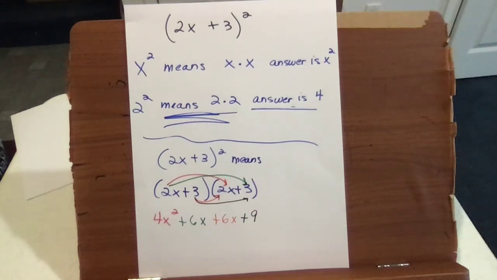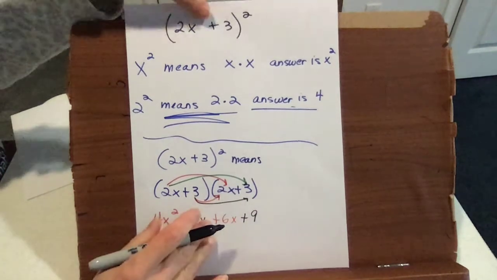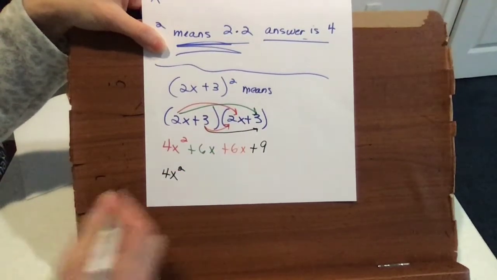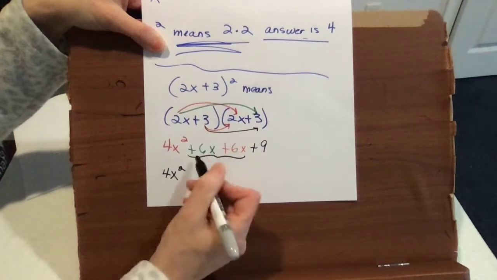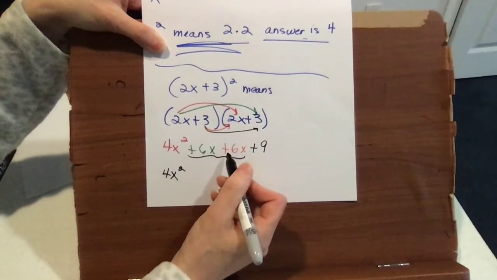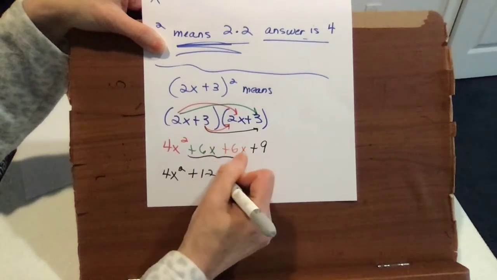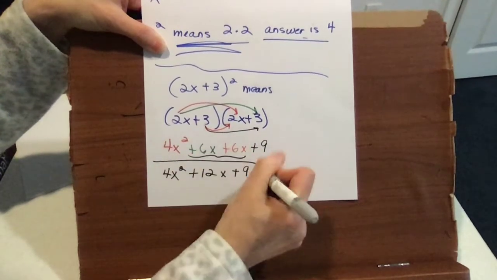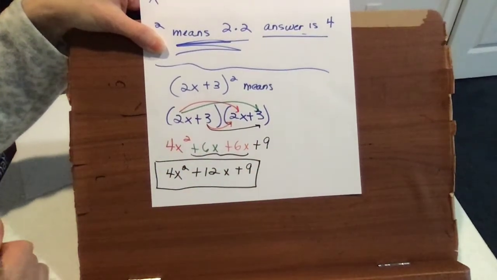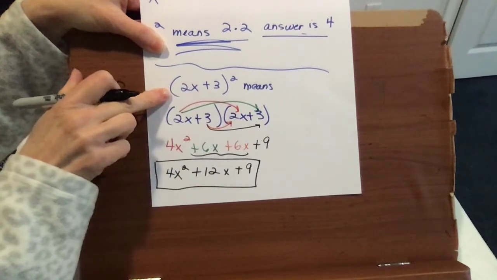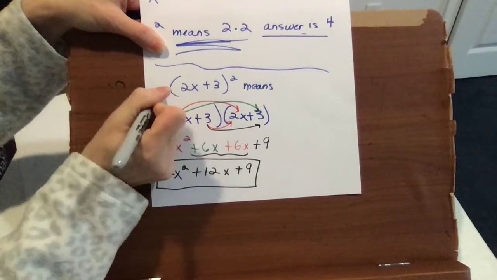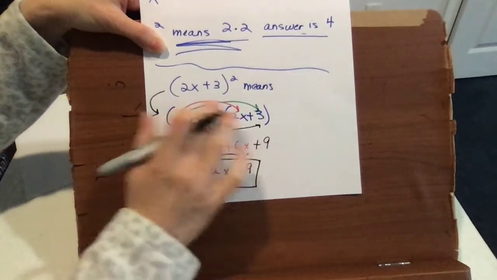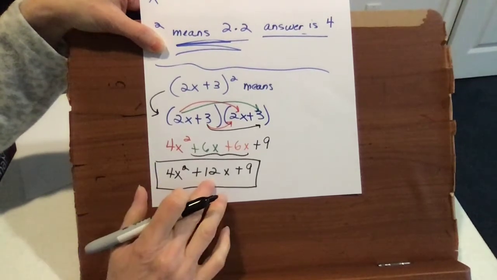So here we can see our answer is going to be 4x squared, because we can't combine with anything for the x squared. Our middle term is going to be the combination of positive 6x plus 6x, which is positive 12x. And then we keep our plus 9. So this is our final answer for the quantity of 2x plus 3 squared. So you convert it into what it means, quantity times the quantity, and you multiply it out by foiling, and you get 4x squared plus 12x plus 9.